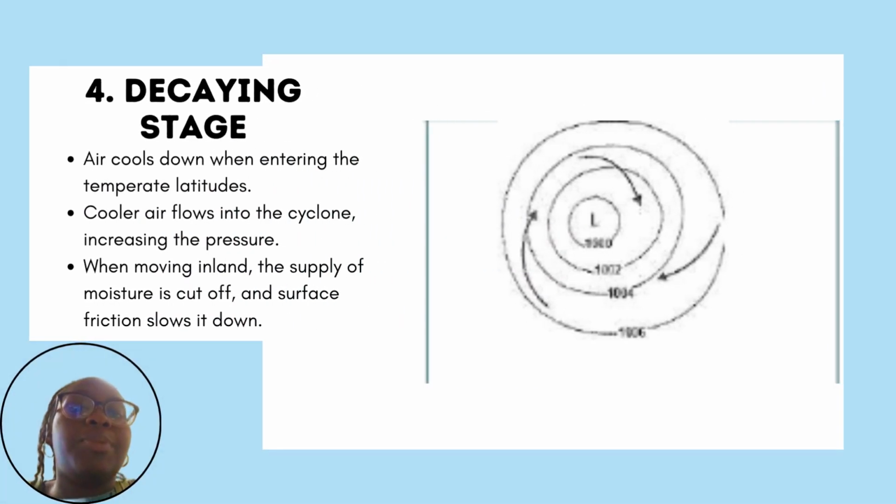And then, as we would hope, it decays and it comes to an end slowly. So the air cools down when entering the temperate latitudes. The cooler air flows into the cyclone, increasing the pressure. And then when it moves inland, the supply of moisture is therefore cut off, and the surface friction slows it down. So ironically, we need the storm to move towards the land so that it can slow down, but even that will still bring some level of devastation.